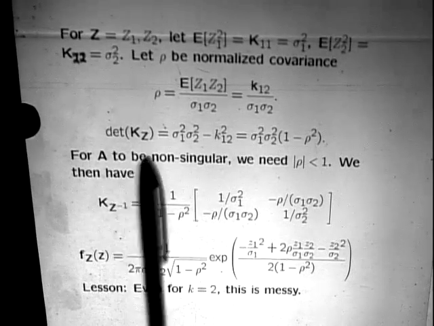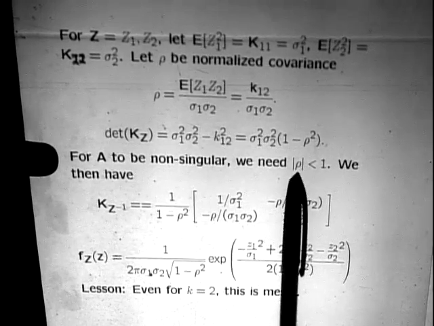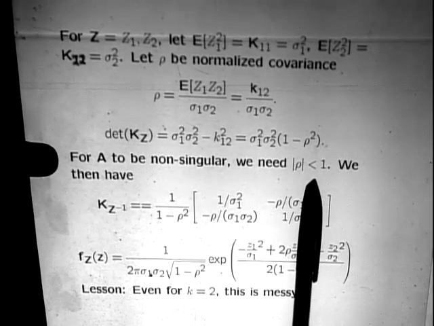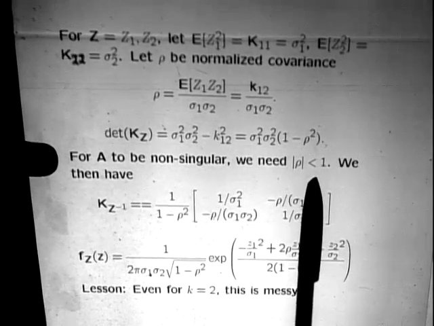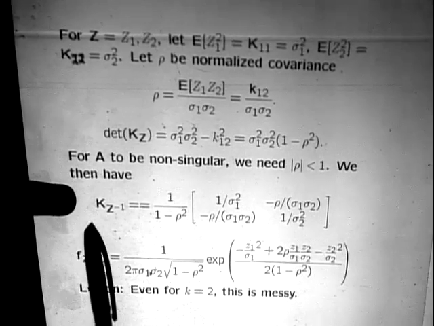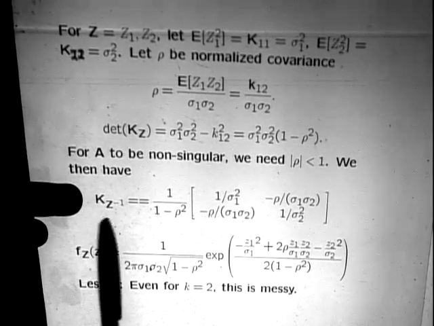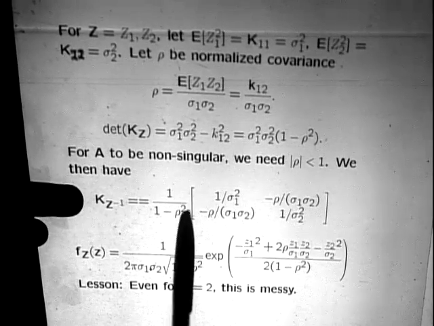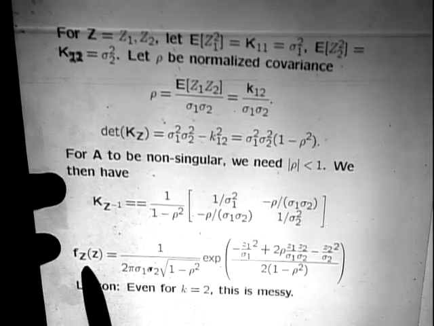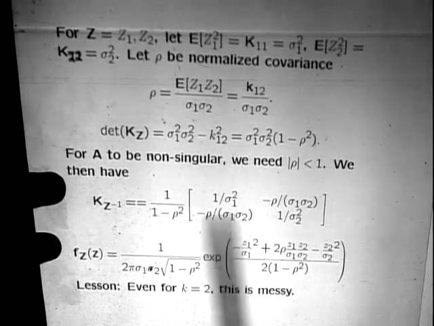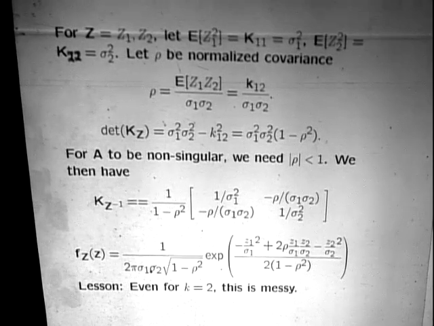Then the determinant of Kz is this mess here. For it to be non-singular, we have to have rho less than 1. If rho is equal to 1, then this determinant is going to be equal to 0, and we're back in this awful case that we don't want to think about. So then, if we go through the trouble of finding the inverse of Kz, we find it's 1 over 1 minus rho squared times this matrix here. The probability density, plugging this in, is this big thing here. Okay, what does that tell you?